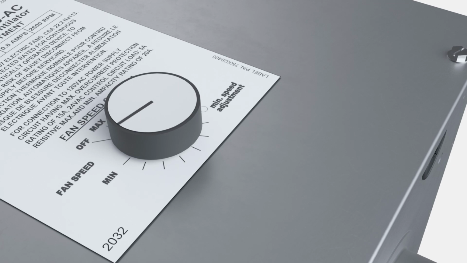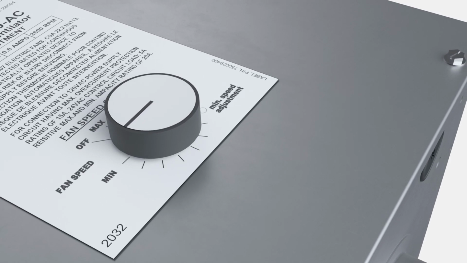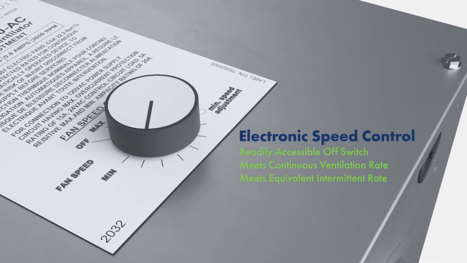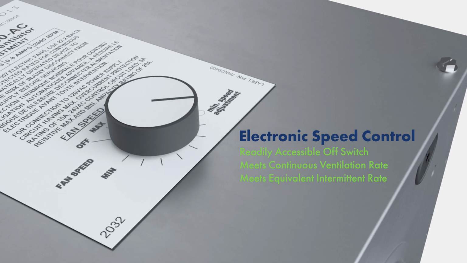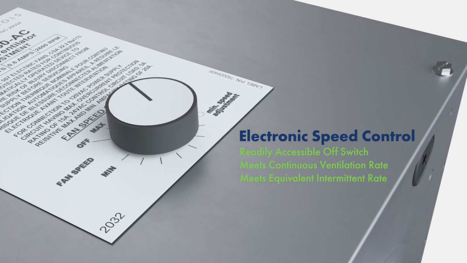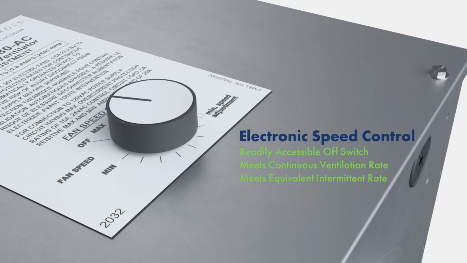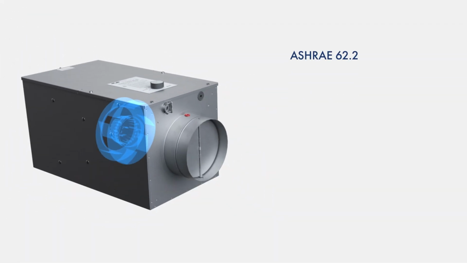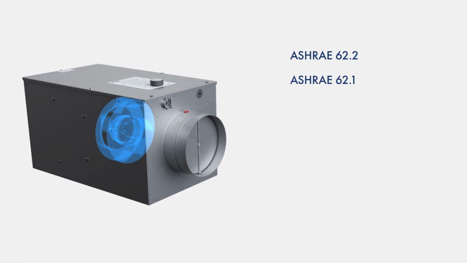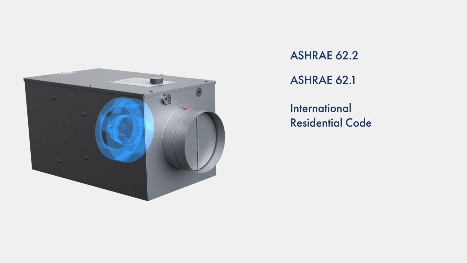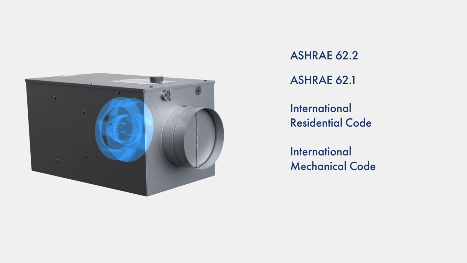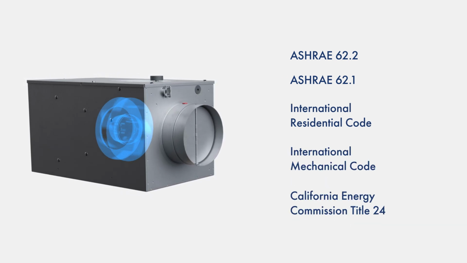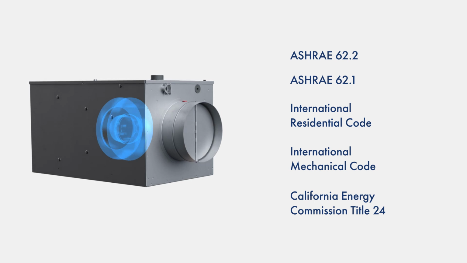The FAPV Fresh Air Power Ventilator has electronic speed control, which allows the installer to dial in the specific fresh air ventilation volume to meet intermittent or continuous standard requirements, such as ASHRAE 62.2, ASHRAE 62.1, the International Residential Code, the International Mechanical Code, California Energy Commission Title 24, and others.